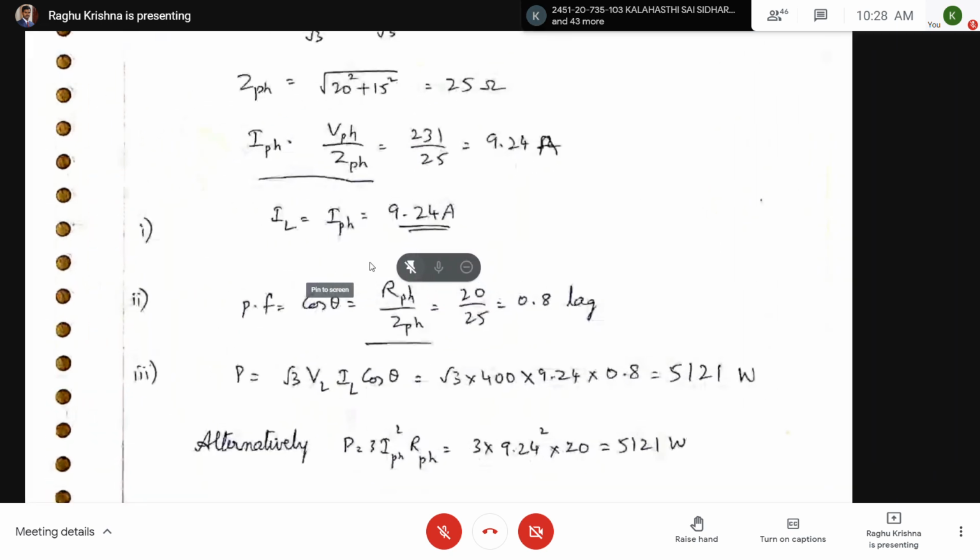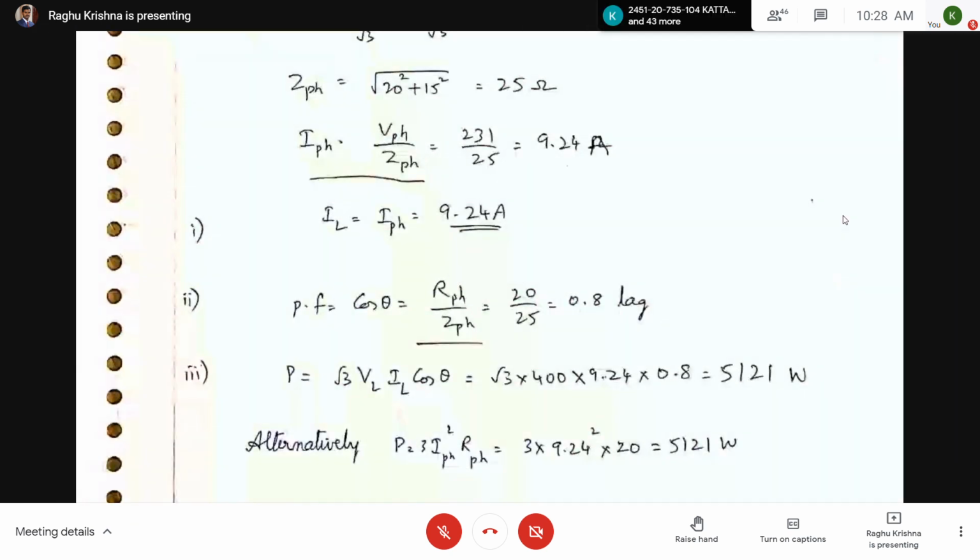Coming to three-phase power. Three-phase power is given by P equal to root 3 VL IL cos theta. So substitute root 3, VL, IL, and cos theta is 0.8. Here you are going to get 5121 watts as the power. Alternatively, you can also calculate power by using 3 into I phase square R phase, and you get the same value.